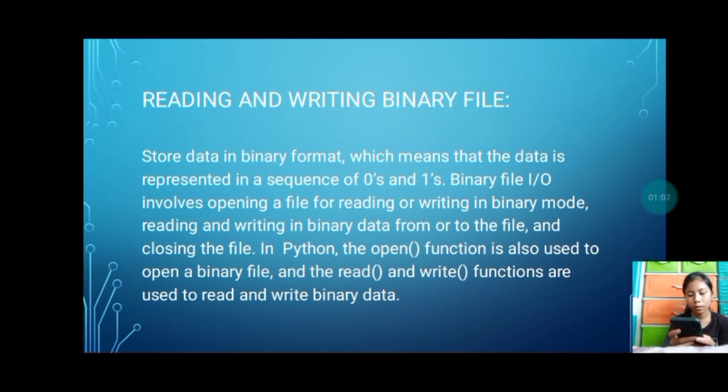So the output is that binary files are not human-readable and the content is unrecognizable. The actual output was bigger. So, write to binary file. The wb mode of the open method is used to open a file in binary format for writing. Note, binary files are not human-readable and the content is unrecognizable.